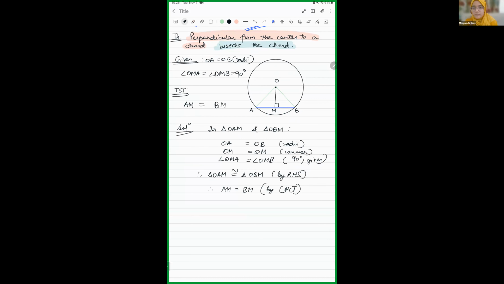Ma'am, in the given, the second line is OMB, right? Where? Acha, this one. Yes, angle OMA is equal to angle OMB. Okay.